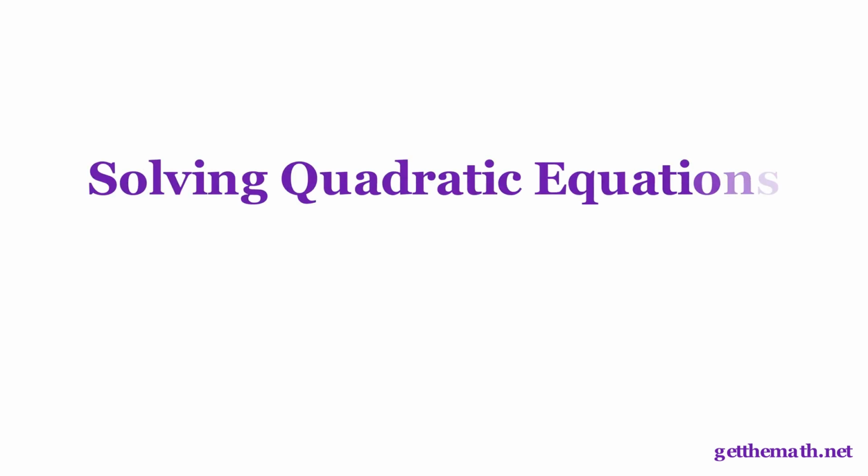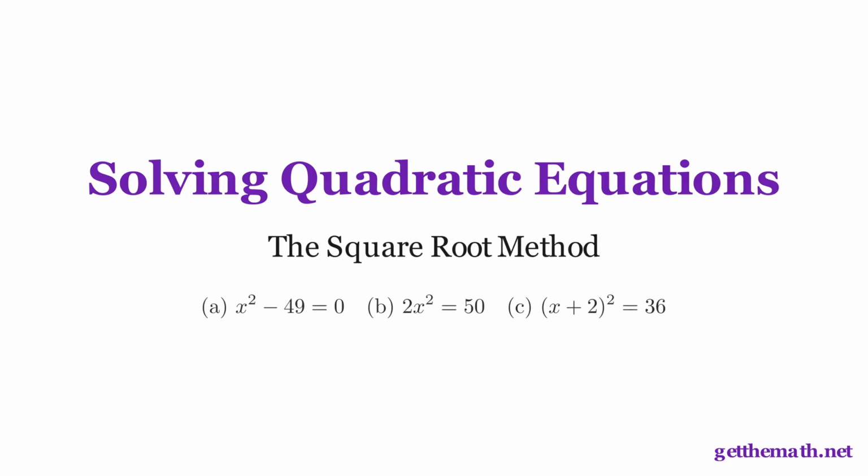Today we are solving quadratic equations using the square root method. We have three problems. Part A, x squared minus 49 equals 0. Part B, 2x squared equals 50. Part C, x plus 2, quantity squared, equals 36.